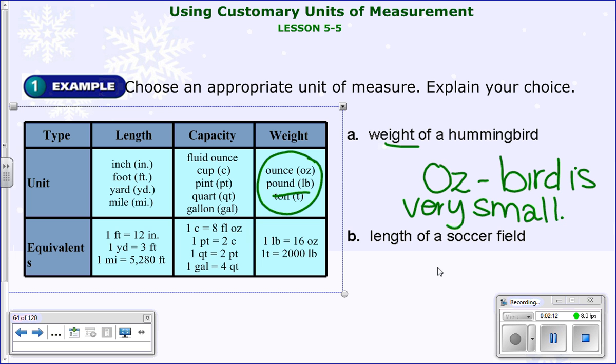And then B, we have length of a soccer field. Why don't you go ahead and fill this in now with what you think the correct length is. So either inches, feet, yards, or mile. All right, I'm going to assume that you have it done.